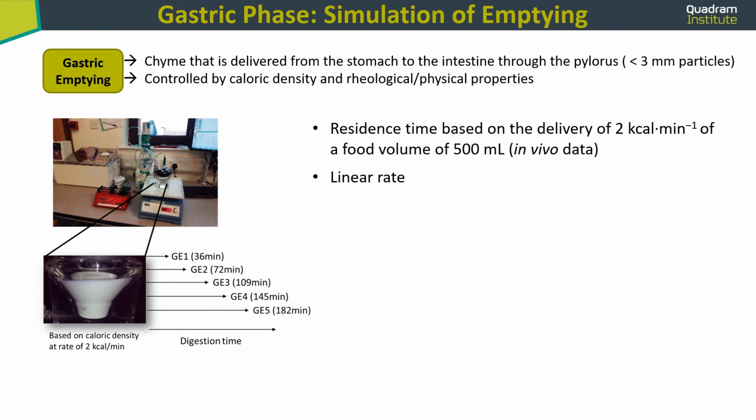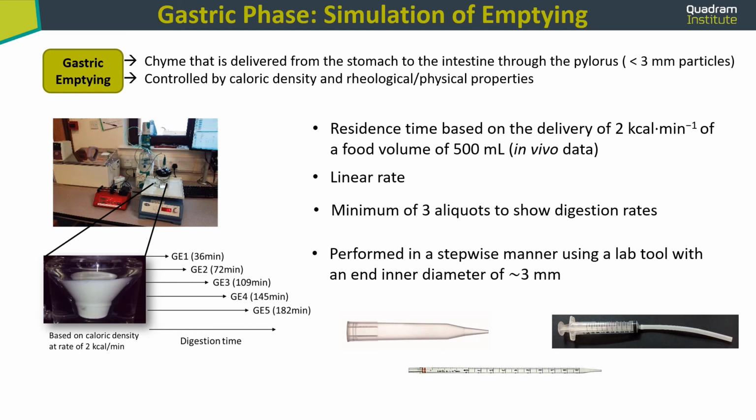The calculations of the residence time of this model are based on in vivo data, considering an emptying average of 2 kilocalories per minute for a food volume of 500 milliliters. To keep things simple, this is performed at a linear rate, so the volume of each gastric emptying aliquot is the same. You can select the number of aliquots for the simulation of the emptying, and we recommend a minimum of 3 to show kinetics. The emptying is performed stepwise from the bottom of the vessel using a selected lab tool, which can be just the tip of a pipette, with an inner diameter of approximately 3 mm, in order to simulate that sieving of the pylorus.